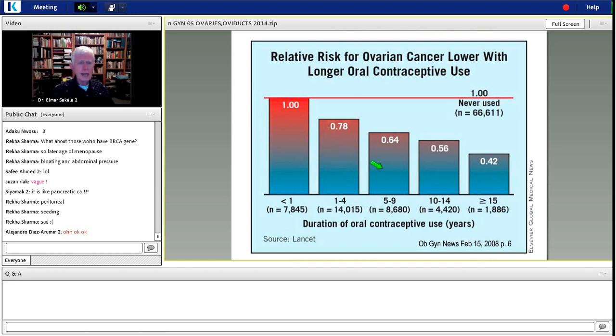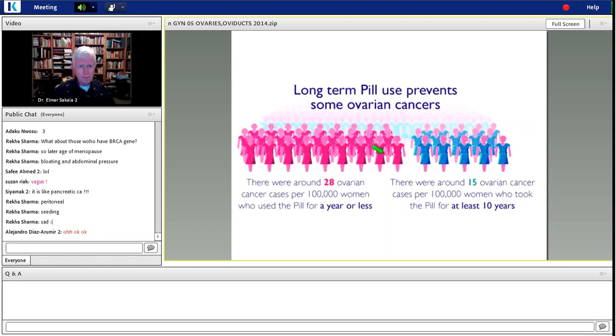This is looking at the risk of ovarian epithelial cancer as a function of long-term oral contraceptives. And this is 1 year, 1 to 4 years, 5 to 8 years, 10 to 14 years. You can see after 10 years, it's almost a 50% reduction in ovarian cancer, very similar to the reduction in endometrial cancer with long-term oral contraceptive pills. So that would be a good board question.